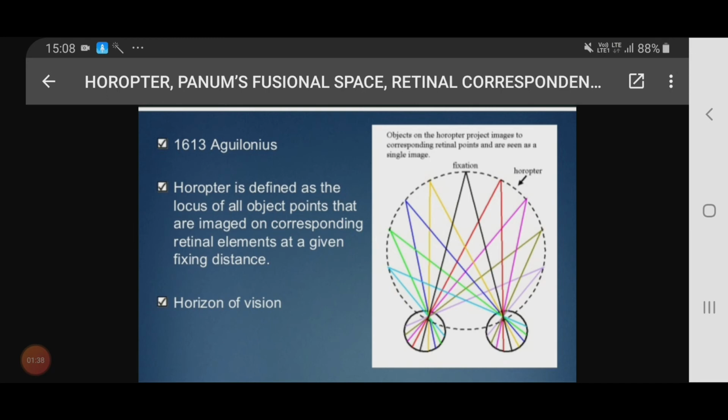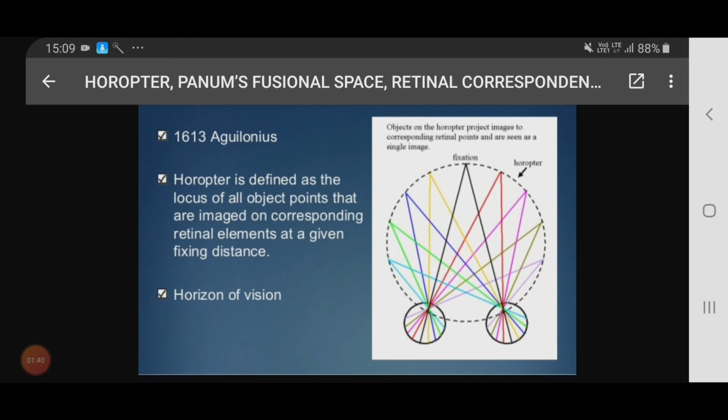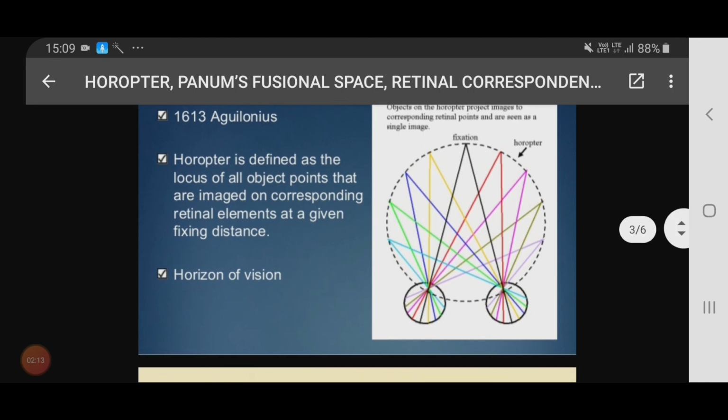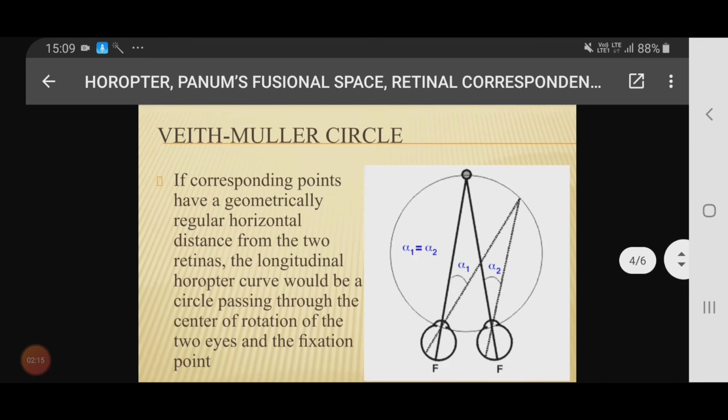Suppose you are standing and seeing an object, one object placed at the center. While looking at this object you can see other objects also. How are you seeing those objects single? Because those are falling on your horopter. So the horopter is nothing but an imaginary circle passing through all these object points that are forming an image on the corresponding retinal points of the two eyes. So this is all about the horopter. Horopter is also called horizontal vision and is also known as the Vieth-Müller circle.